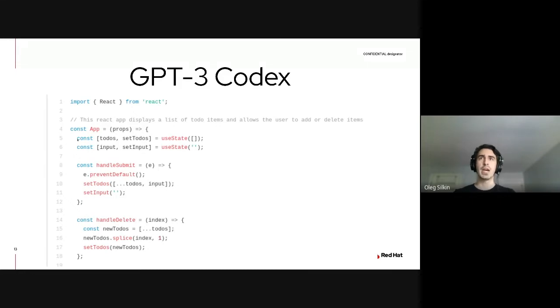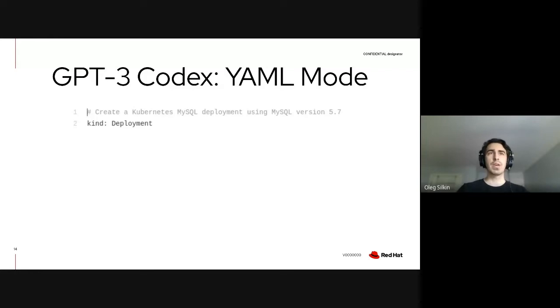So can we go YAML mode with this? Well, it turns out we can. Here we have an example of a YAML, and we know this to be a YAML because, first off, this is a comment, but this comment isn't unique to YAML. It could be a Python file. It could be bash. So we don't really know, but we read this and it says create a Kubernetes MySQL deployment using MySQL version 5.7.